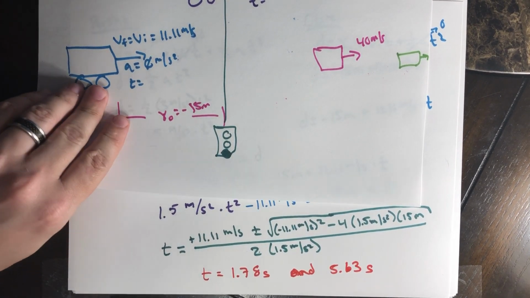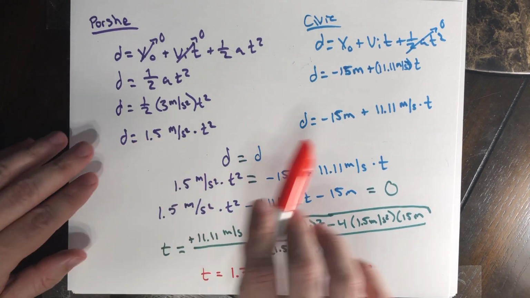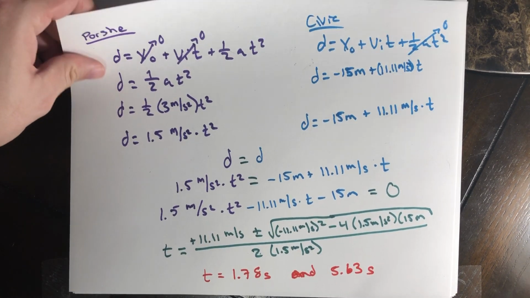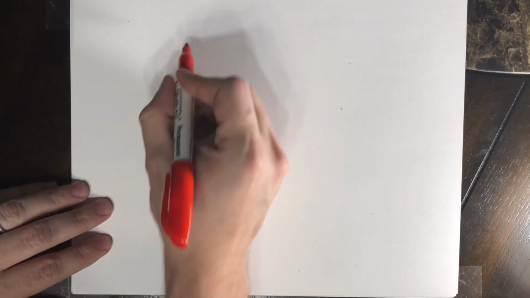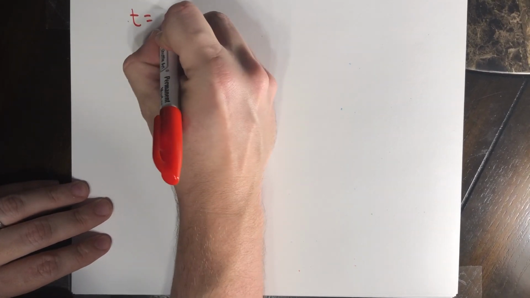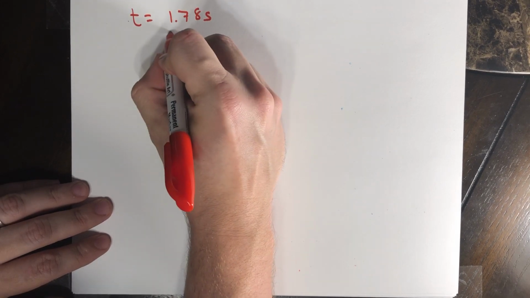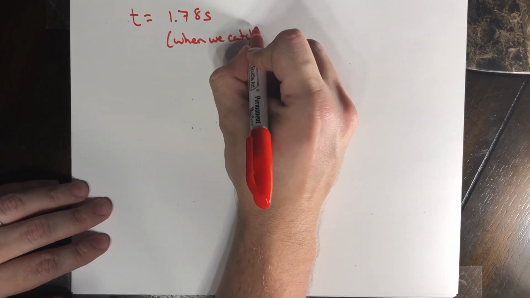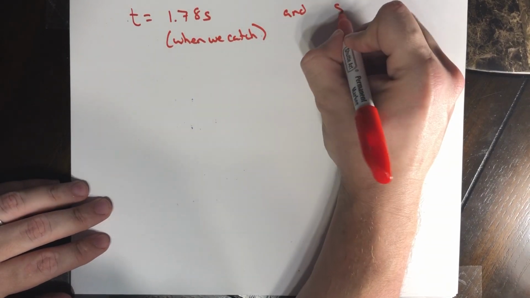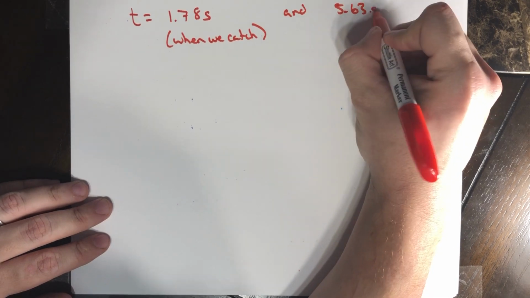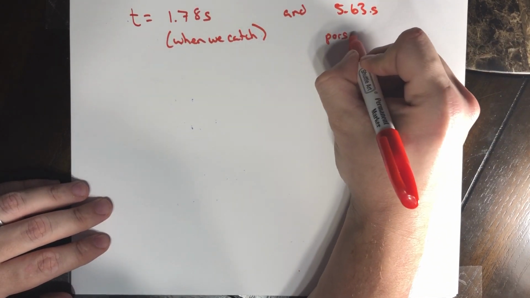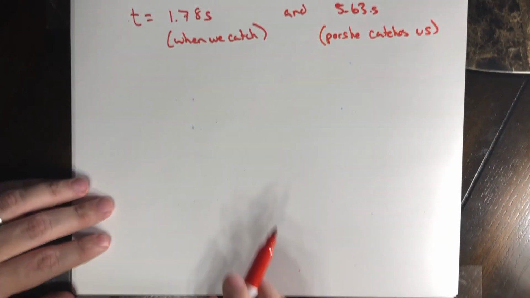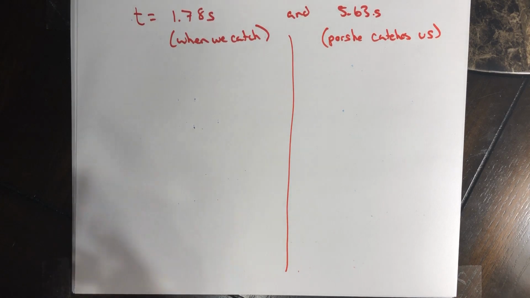Now, that being said, if we look at our original equations up here, we can plug these numbers into either one of them to find that distance. So let me scoot this up and we'll write our times down again. So our 2 times are 1.78 seconds, which is when we catch the Porsche, and 5.63 seconds when the Porsche catches us again. Okay, so those are our 2 times, and we need just to find the distance that is.